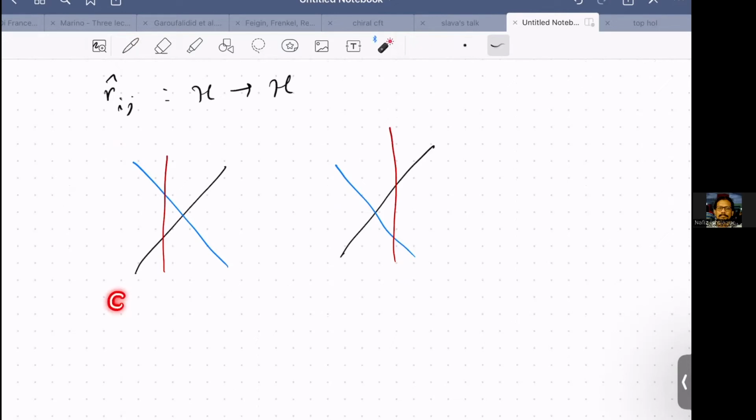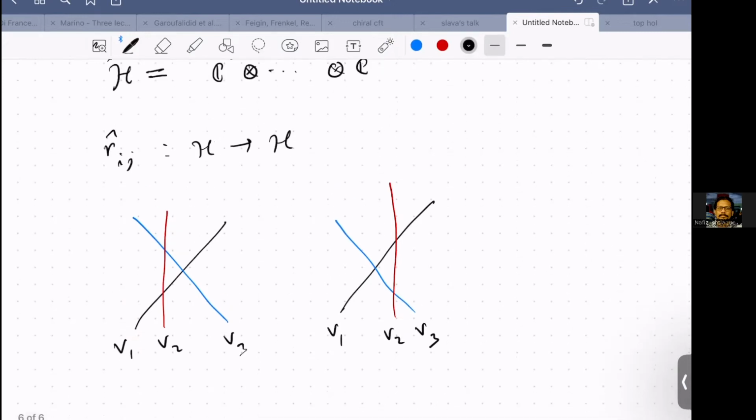So each line corresponds to a factor of C2, but for notational convenience, I'm going to write them as V1, V2, V3. So you should read this picture from bottom to top as evolution.